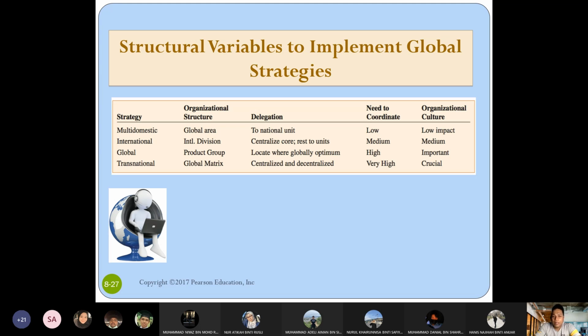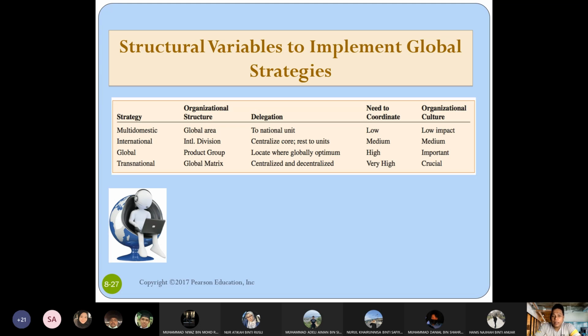And then for the multi-domestic, delegation to national units. For the international, it is centralized core with rest to units. And then global, located where globally optimum. And then transnational, centralized and decentralized. Okay, later on we have an example of what that means for centralized and decentralized.